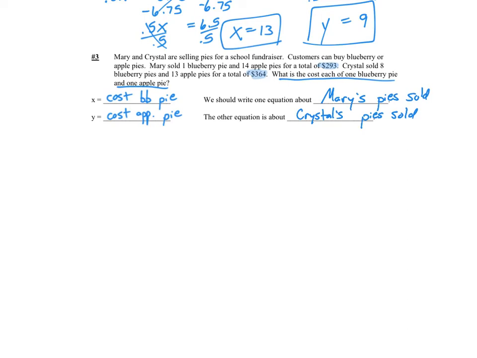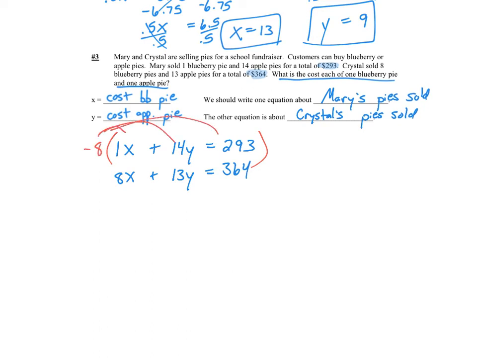So the first equation for Mary would be 1 blueberry pie, so 1x plus 14 apple pies, so 14y equals 293. For Crystal, it is 8x plus 13y is equal to 364. And then we're going to solve this for the x and the y. I would personally use elimination. So what will cancel out with a positive 8x? Negative 8x. So multiply everything in here by negative 8.